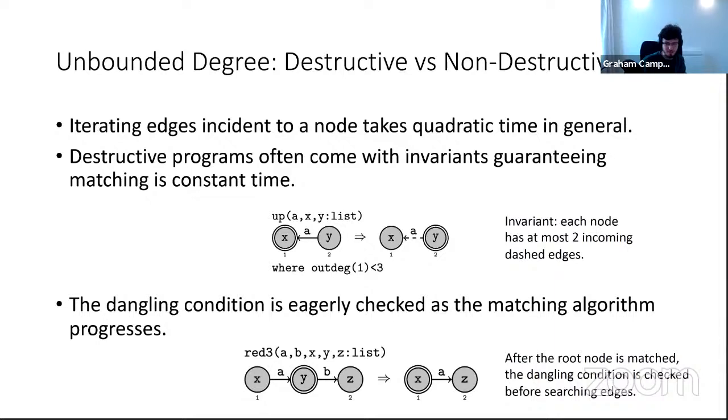And the reason our destructive programs overcame this was because we had to keep track of, well, prove invariance about our programs to show that you've got some invariant that's true of your input graph. You've got some arbitrary graph that's gray, no root nodes, no marks, that satisfies some invariance. And then all the graphs you get in each step of execution satisfy some invariance such that you still have constant time matching.